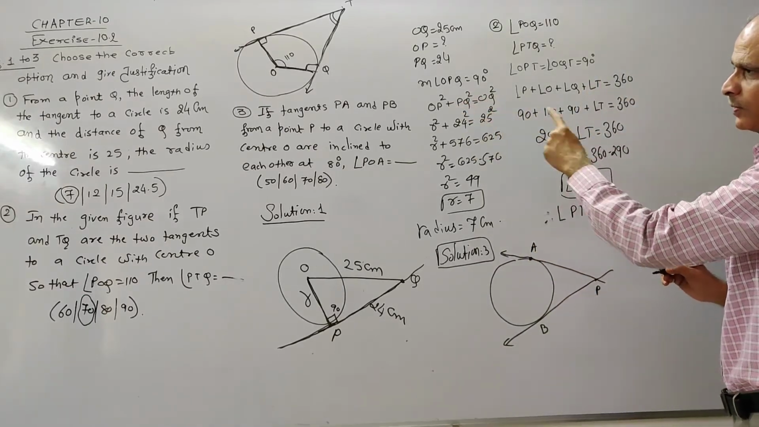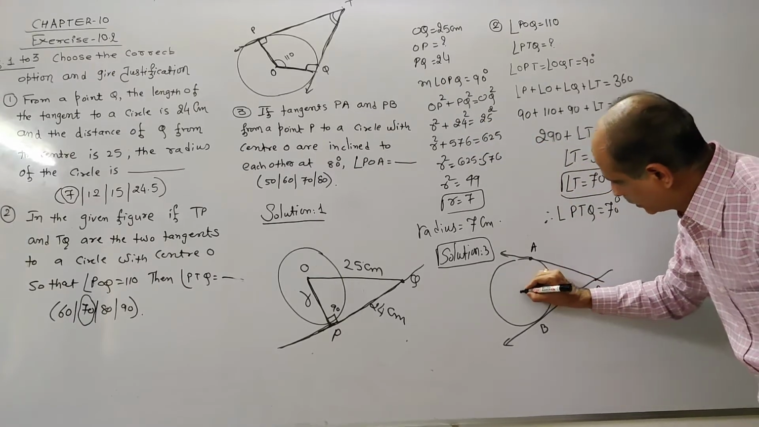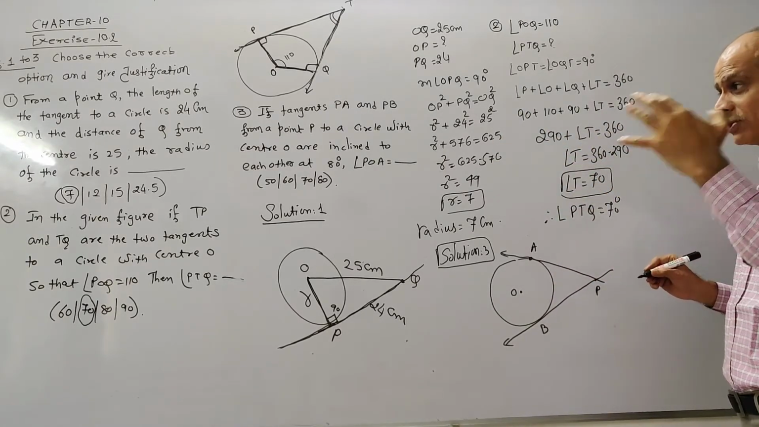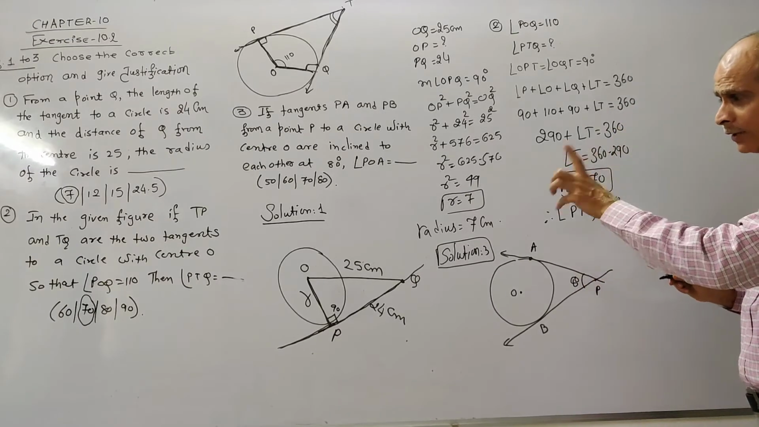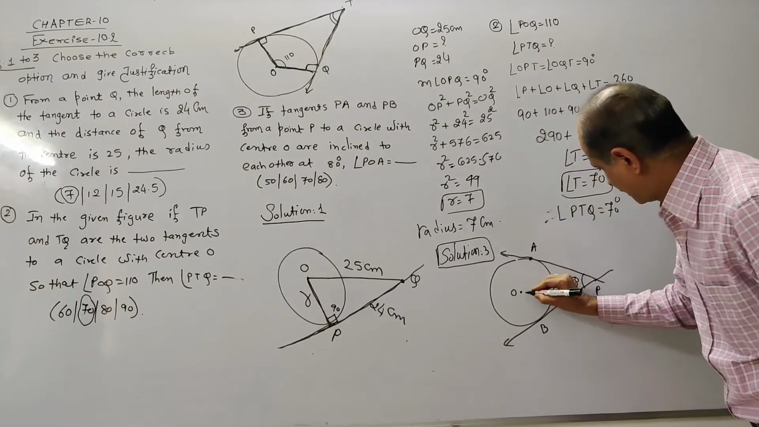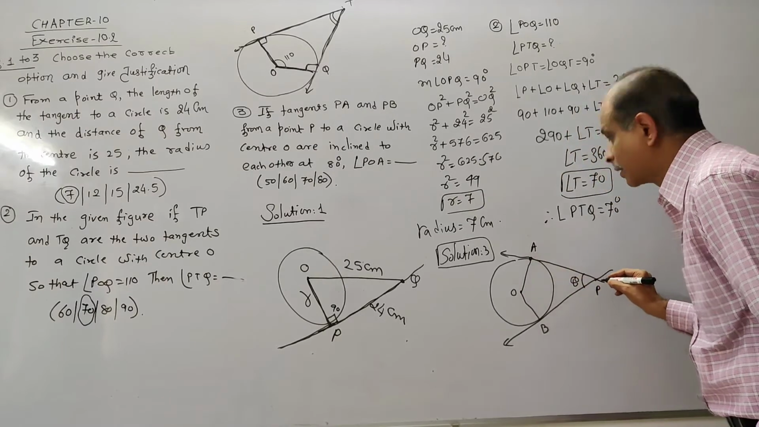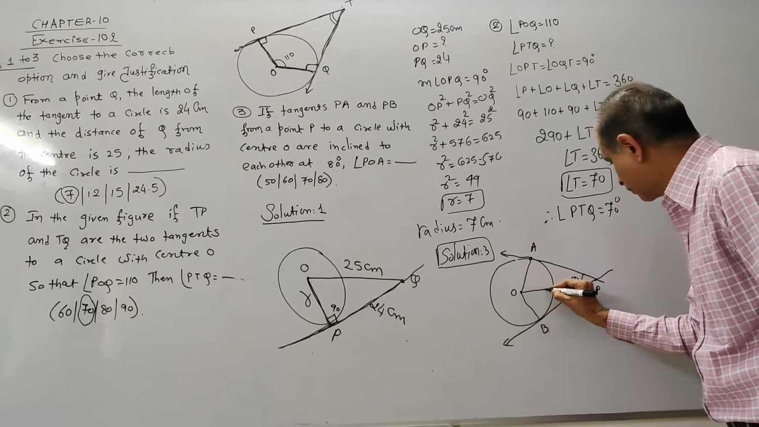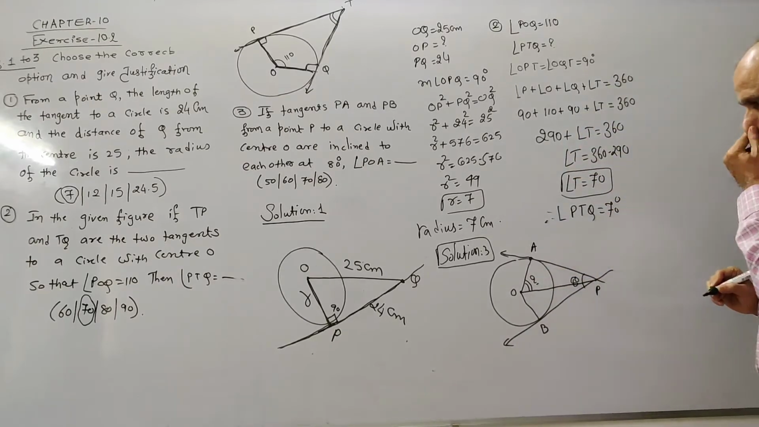So the tangents PA and PB from point P to a circle with center O, so here the center is O, are inclined to each other at 80 degrees, meaning this angle is 80 degrees. Then your question is to find out angle POA. So let me draw. OA is a radius, OB is a radius, and your question is to find out POA. So here you have to draw this. So your question is to find out this angle.